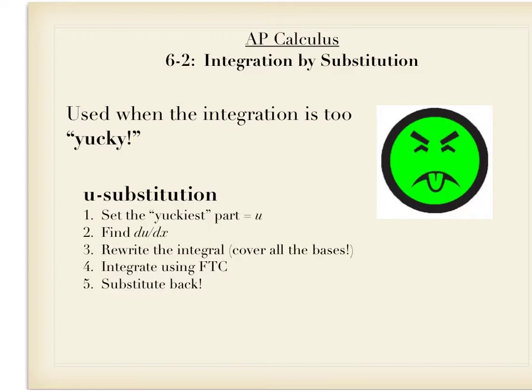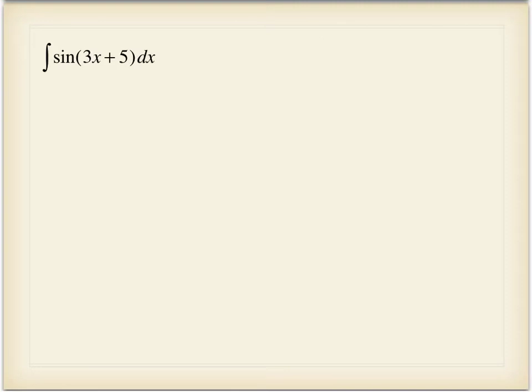So here we go with some examples. Let's just see what we can do with these. Alright, so here's our first example here. The integral of sine of 3x plus 5 dx. Now, not always necessary to do a u substitution, but we will in this case just so you can see how this works out. So in this case I'm going to say that u is the yuckiest part here, which will be 3x plus 5.